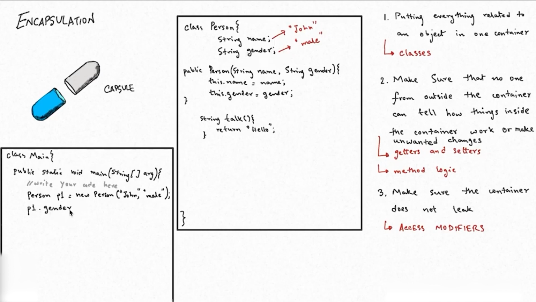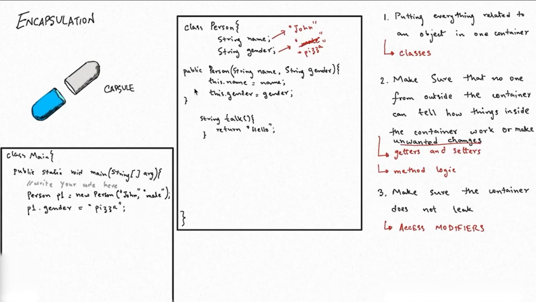And if we then say P1.gender equals, let's say, pizza, then because we have access to this variable here, you see we don't have any modifiers here. Because this variable is accessible, we can just change the gender's value to pizza. And what would happen? The gender's value would now become pizza. So this is an unwanted change. We don't want this to happen. We do not want anyone from the outside to change our variables any way they want. We need to stop that.